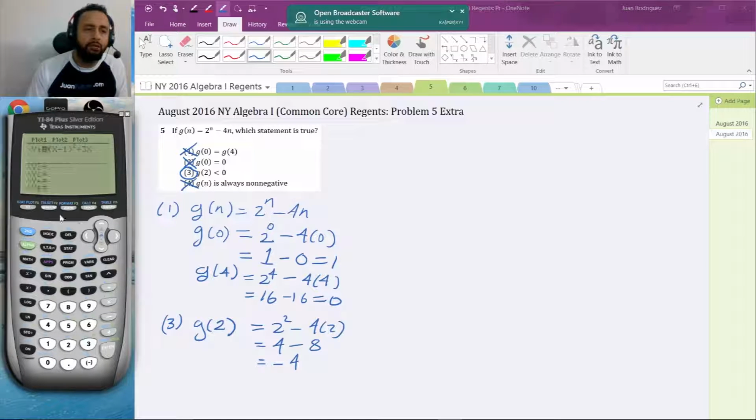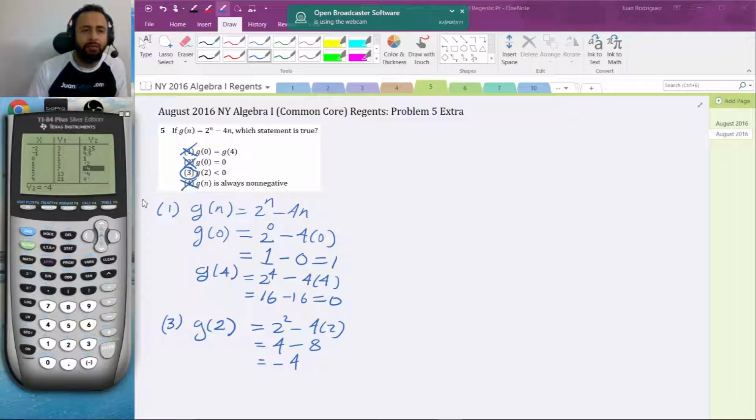And once again, you can do this problem on the calculator. So g of x is going to be 2 to the power of x, exit the exponent, minus 4x. And we go to the table again and scroll down. So g of 0, in fact, is equal to 1, okay? And g of 4 is equal to 0, so that verifies again that choice 1 is wrong and choice 2 is wrong. G of 2 is in fact -4, which is less than 0. So choice 3 is correct.